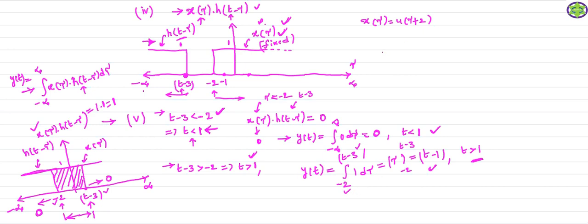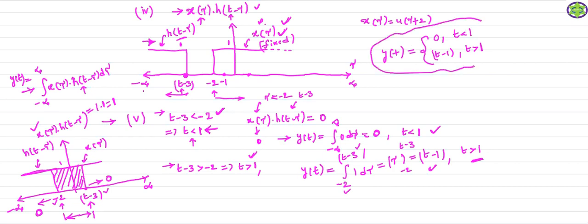So finally, I got my output like this. Your output y of t is equal to 0 for t less than 1, and y of t is equal to t minus 1 for t greater than 1. So this is your output y of t.